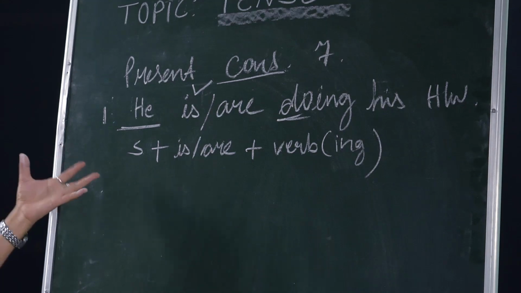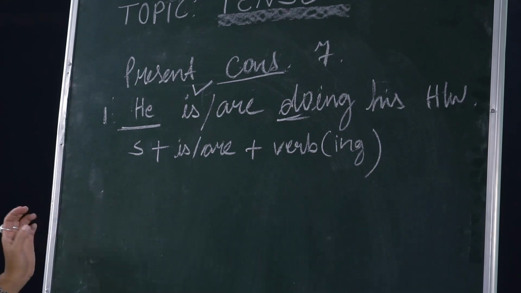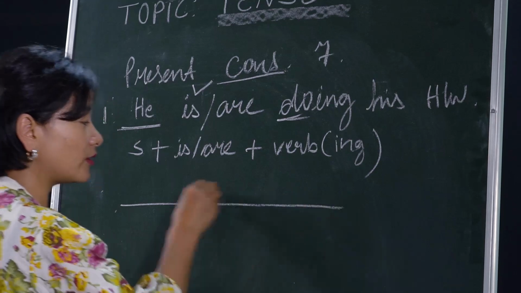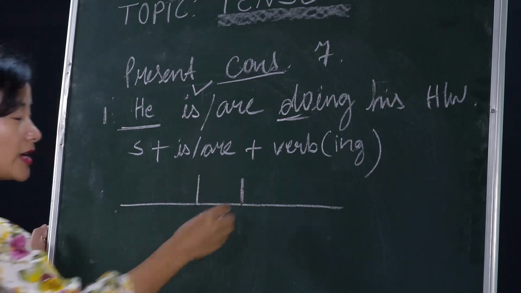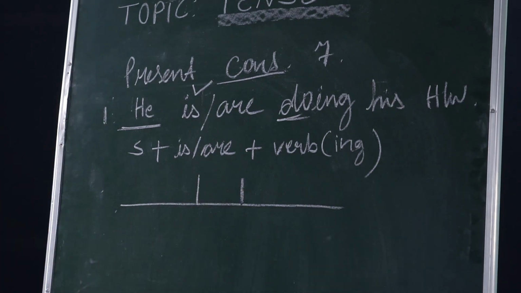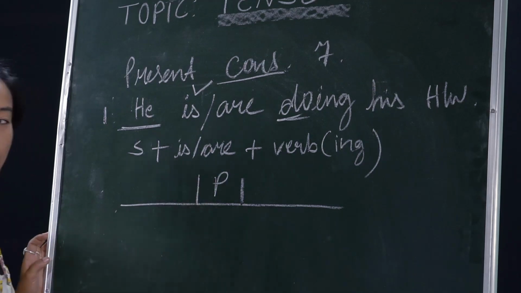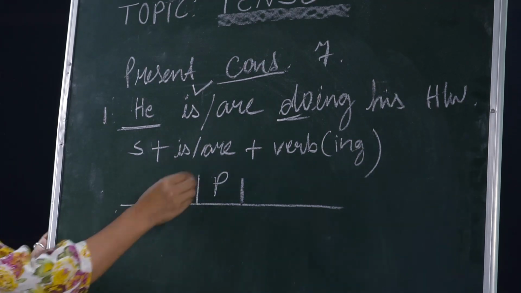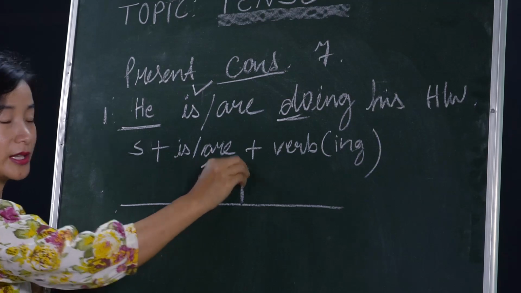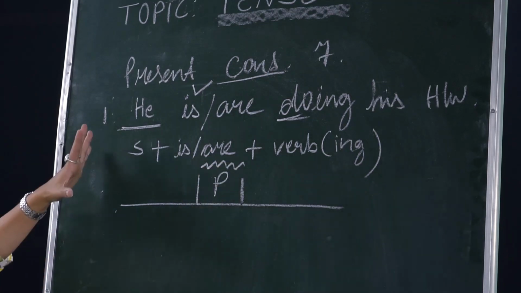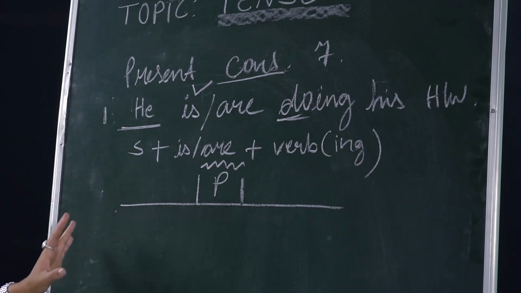And when do we use this? When we are referring to an action at the moment of speaking, an action that is continuing, that is in progress. Remember our timeline, you are in the present, the action is happening here in the present. So that is present continuous tense.